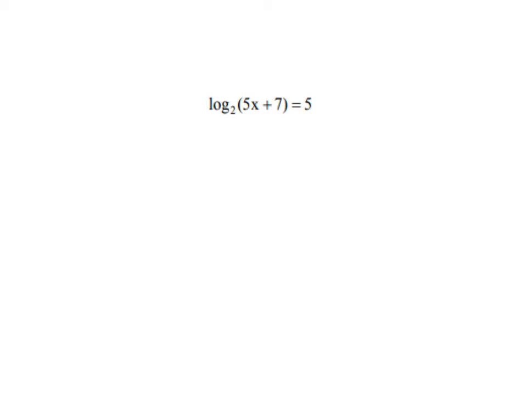this would be 2 raised to the 5th power is equal to 5x plus 7. Okay, and I will just evaluate 2 to the 5th. 2 to the 5th is 2 times 2 times 2 times 2. Let me just think about this. 4, 8, 16, 32.